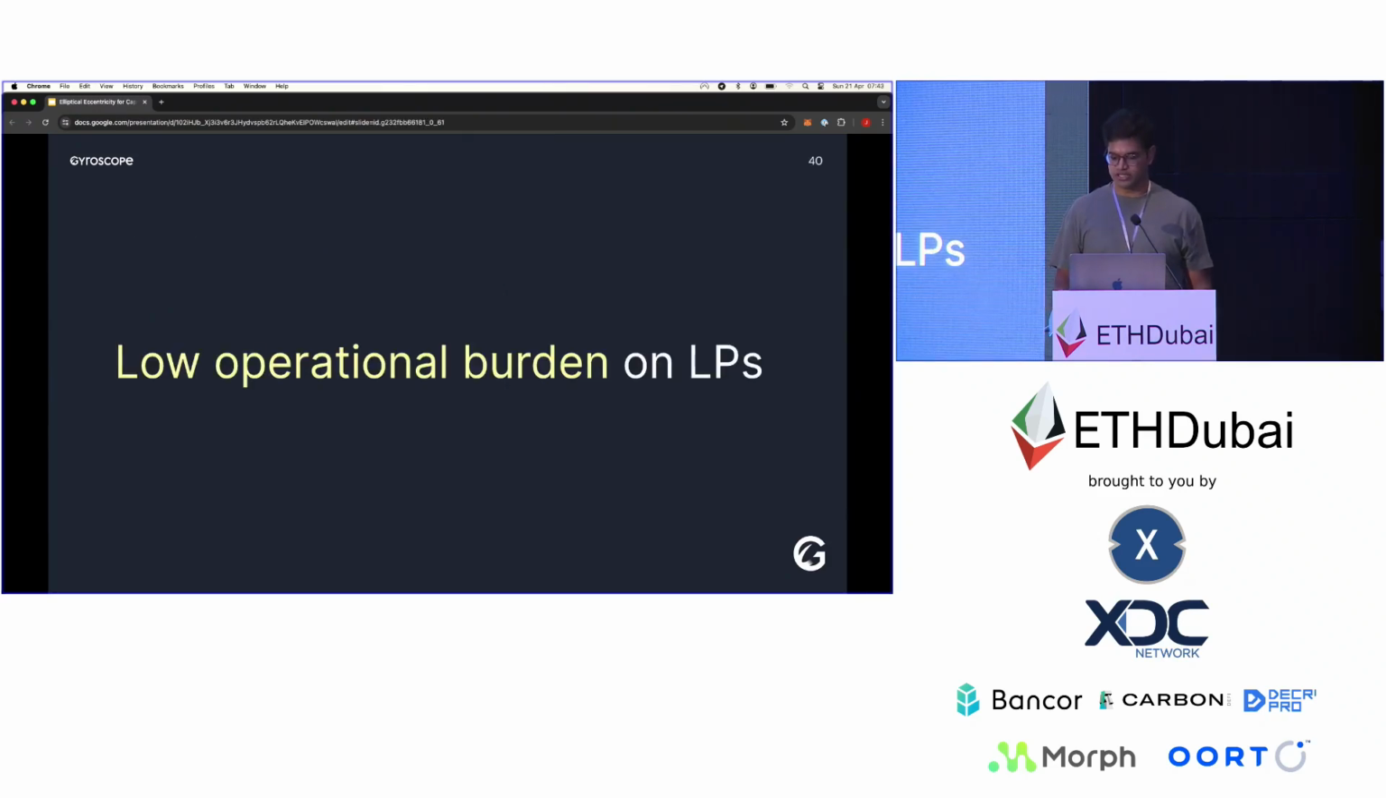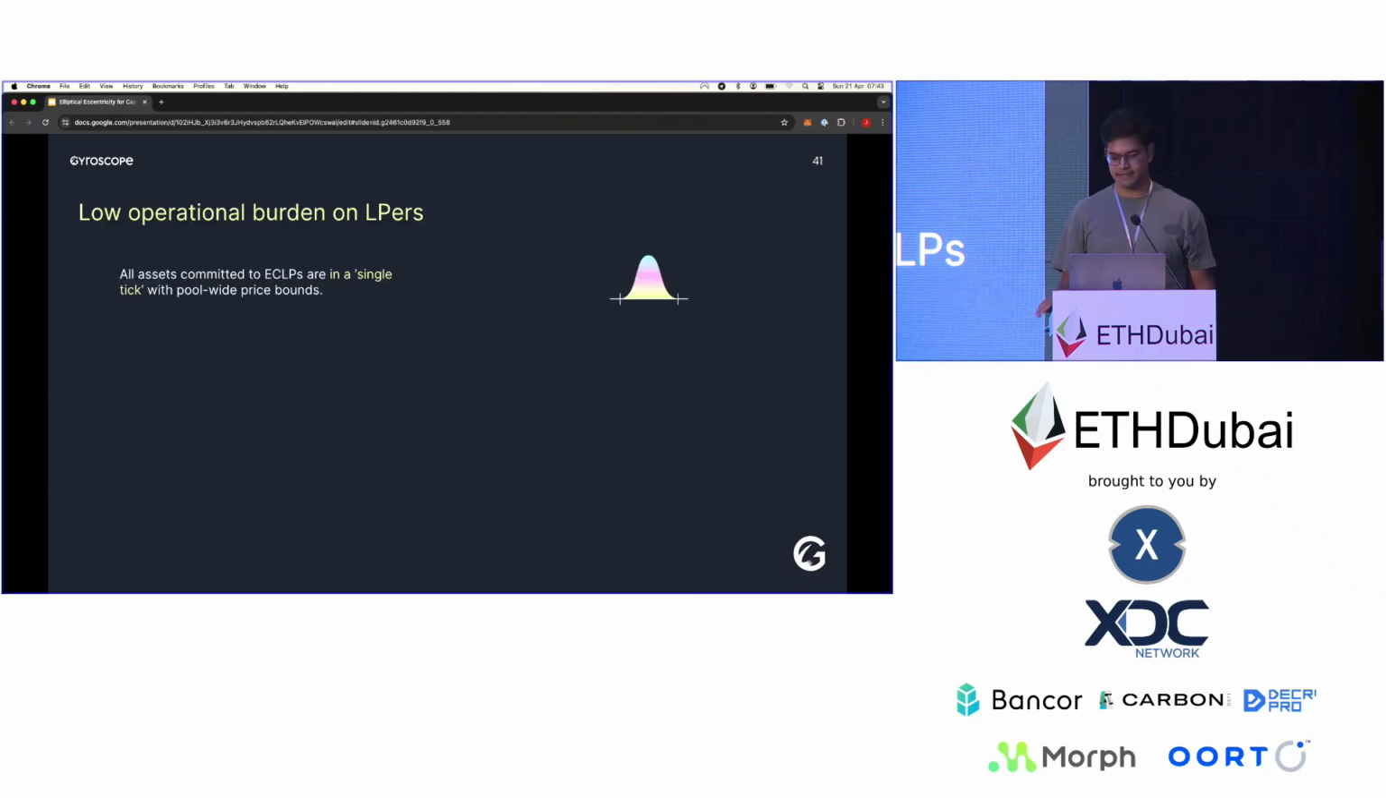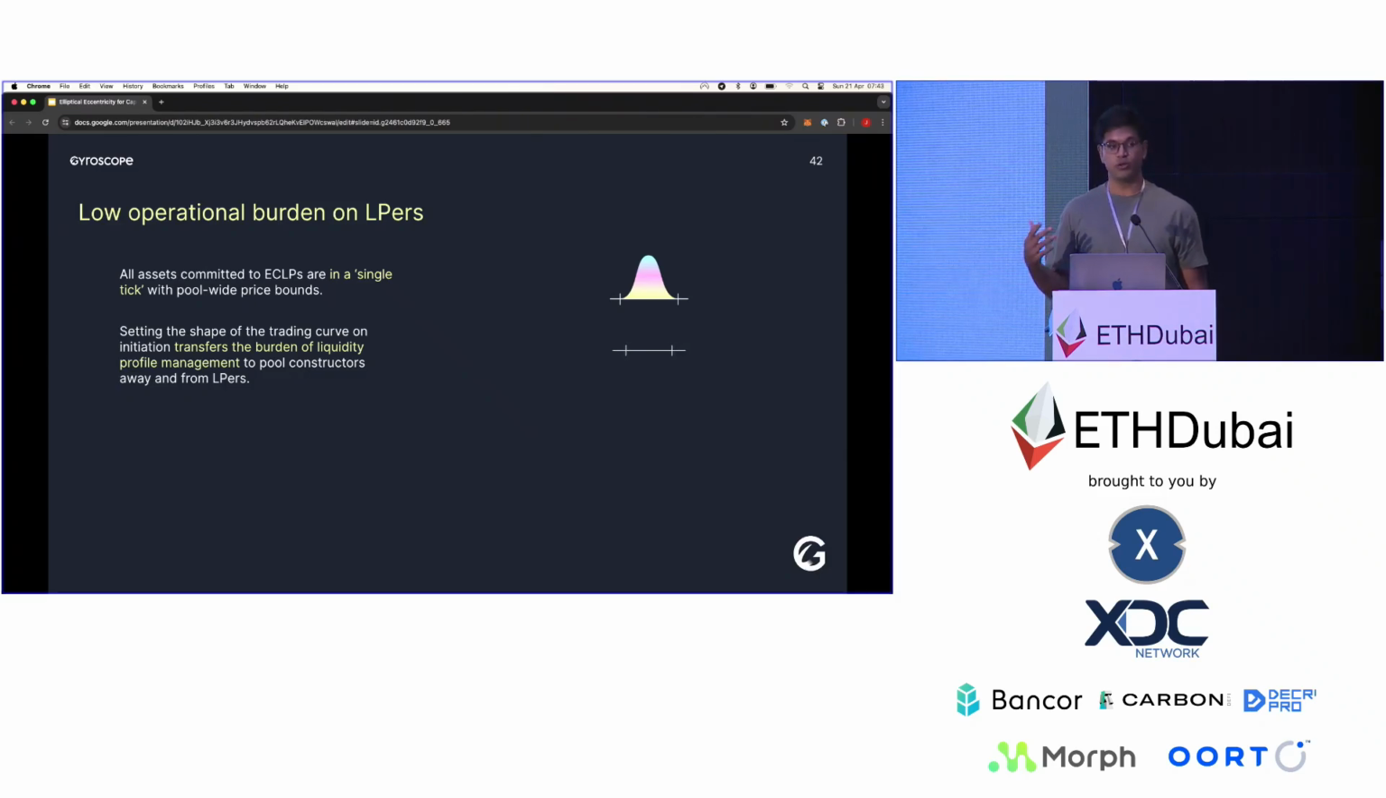There are also low operational burdens on liquidity providers. Unlike with Uniswap v3, all liquidity providers to ECLPs are within a given price range or a single tick. This means that liquidity providers don't have to actively manage their position between ticks, making it easier to passively manage their position. Setting the shape of the trading curve on initiation transfers the burden of liquidity profile management to pool constructors and away from the liquidity providers.